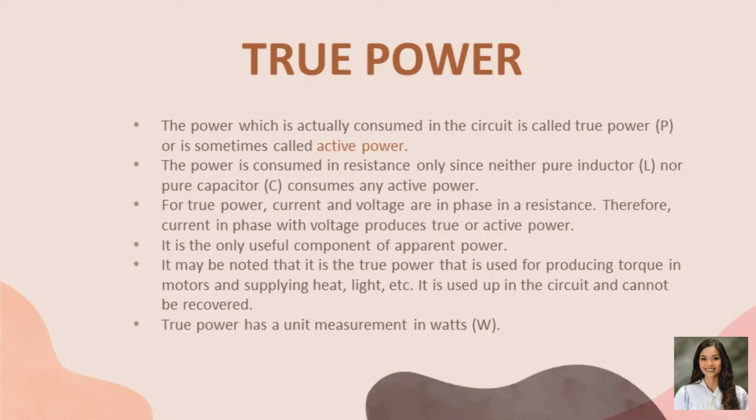It may be noted that it is the true power that is used for producing torque in motors and supplying heat, light, etc. It is used up in the circuit and cannot be recovered. True power has a unit measurement in watts, or W.